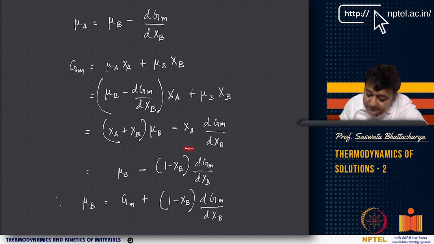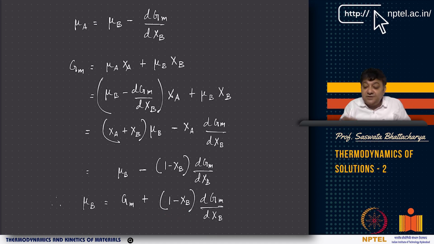So you can take out XA dGM by dXB, but you have mu B XB and also mu B XA, which is XA plus XB times mu B, minus XA dGM by dXB. So GM comes out to be mu B minus 1 minus XB times dGM by dXB. You can also do the same thing to get mu B, the partial molar Gibbs free energy of B, or chemical potential of B in the AB solution, which is related to the molar free energy of the solution and to 1 minus XB times dGM by dXB.